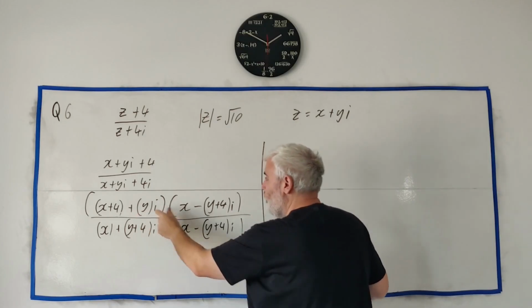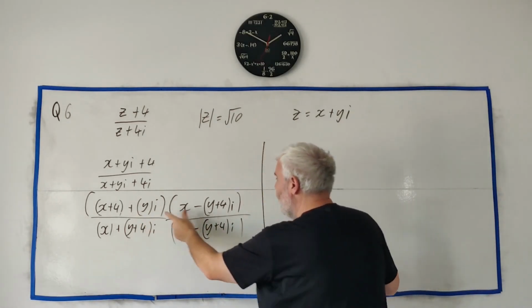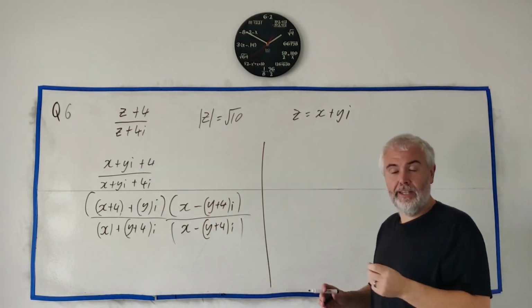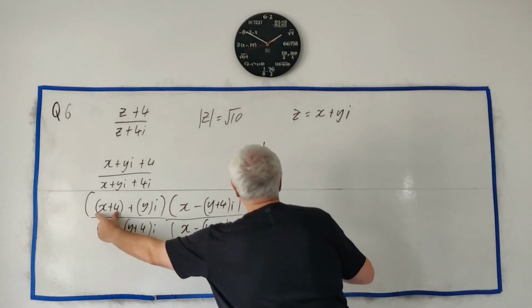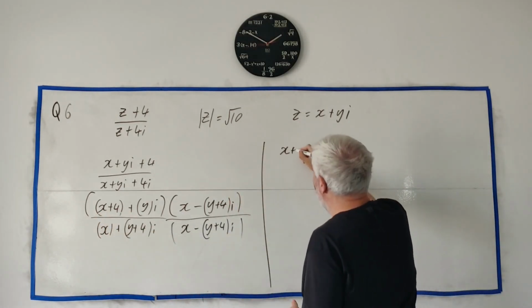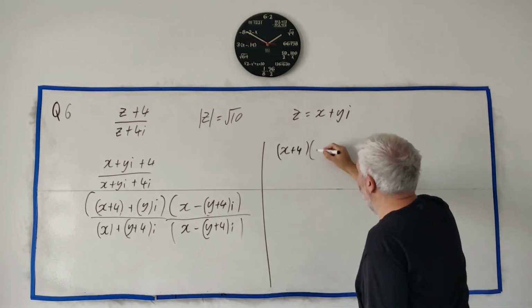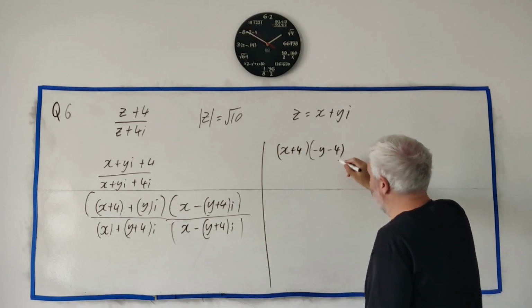This imaginary number by this real number. Yes, there will be i there. And this imaginary number by this imaginary number. No, two imaginary numbers will turn into minus 1. Okay. So all I'm interested in is this real number. Let me write it out again. x plus 4 multiplied by this imaginary number, so multiplied by minus y minus 4. Let's write it like that.